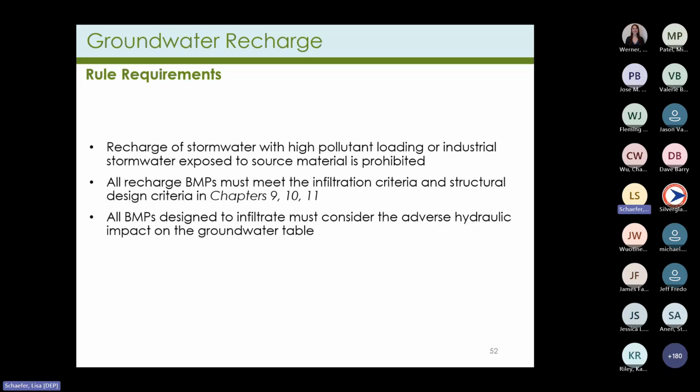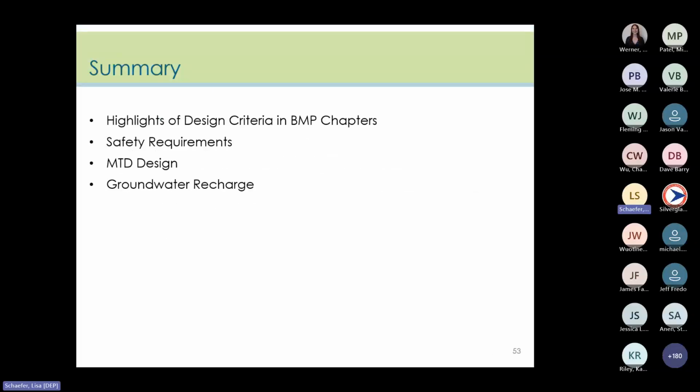That's just about everything I have. We covered some highlights from some of the chapters along with tables 5-1, 2, and 3. We talked about the safety requirements, what is needed for a proper MTD design, and we covered groundwater recharge.